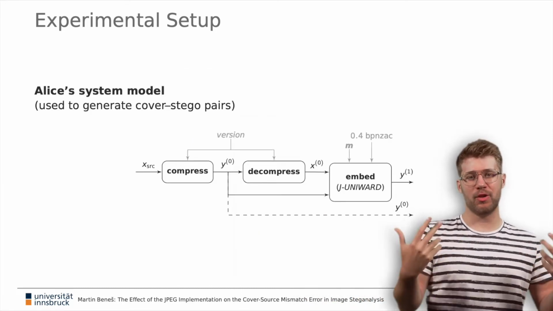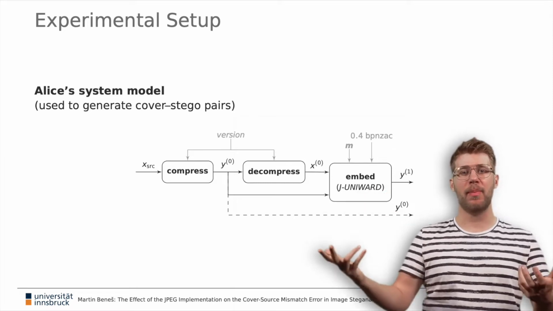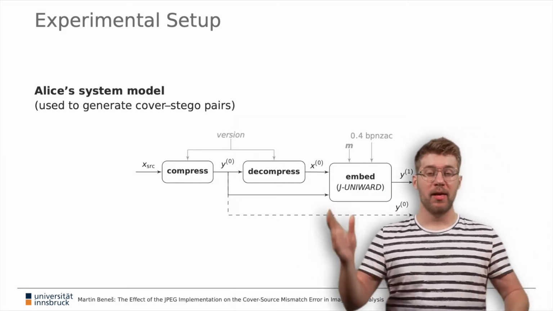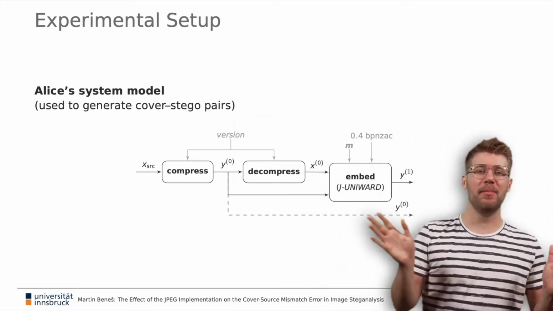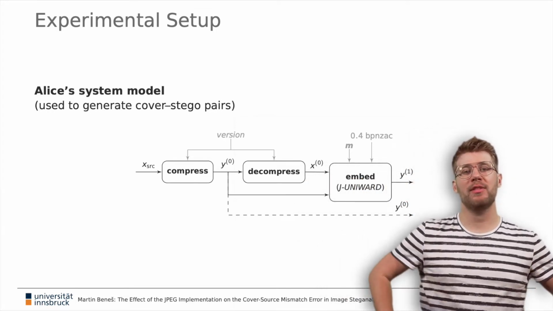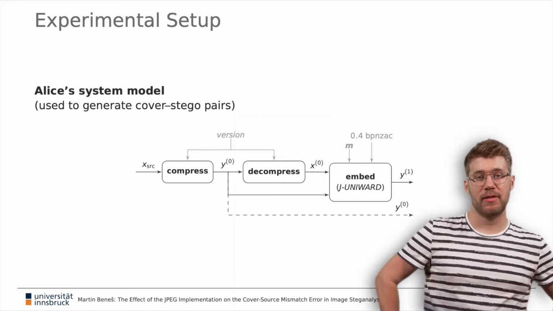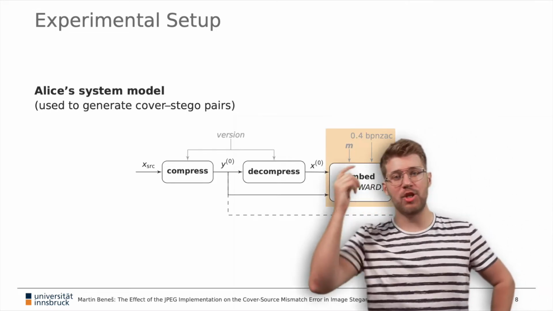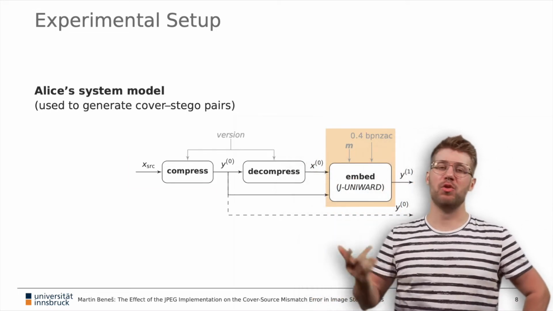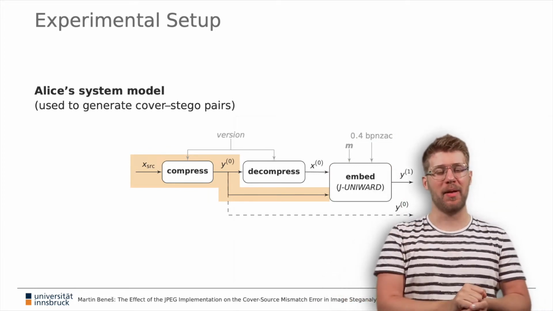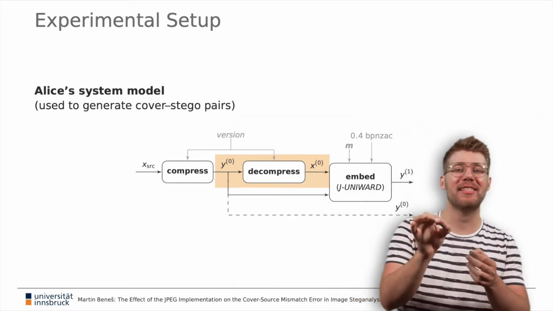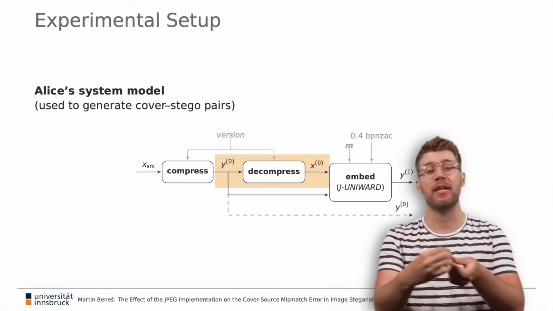Let me explain this choice using the system models from the paper, starting with Alice. JUniword is the state of the art. It can be generalized to color images, which is where the libjpeg produces differences between versions. JUniword embeds in JPEG images, hence Alice must use compression. Moreover, JUniword performs content adaptive embedding. This means it decompresses in order to estimate the embedding cost.